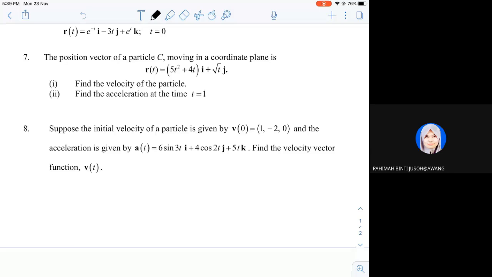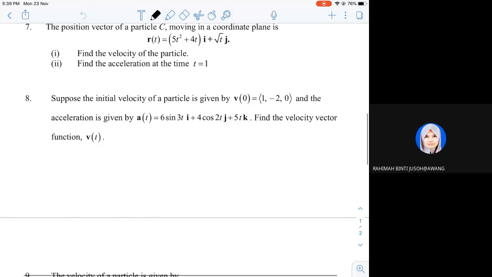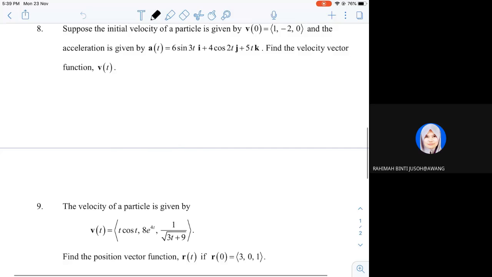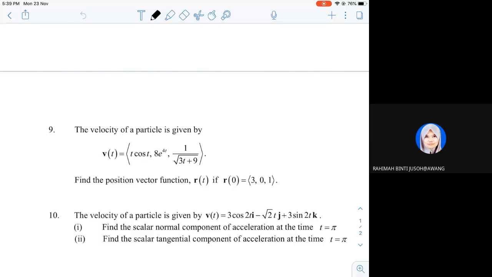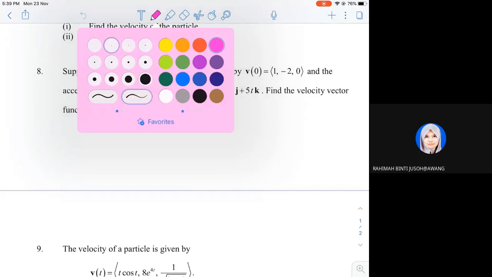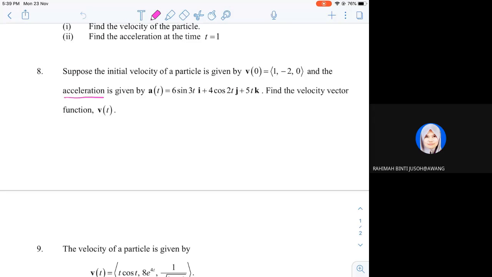Question number 8. I think I should do question number 9. It's much more complicated compared to question number 8. Okay, wait a minute. For question number 8, you are given acceleration and you need to find the velocity. So what should you do now? Integrate. Integration.